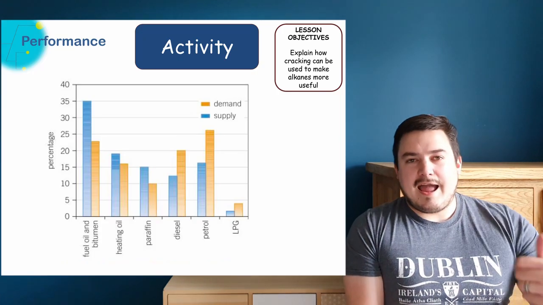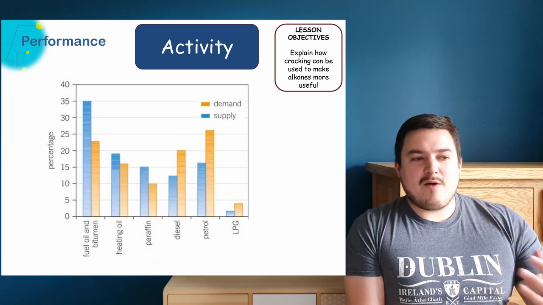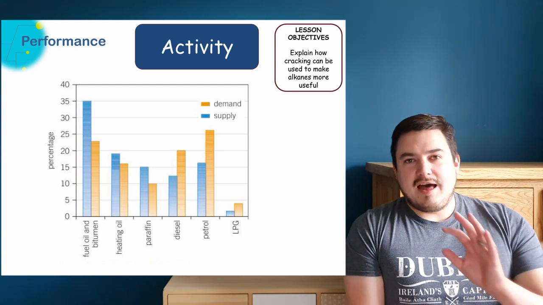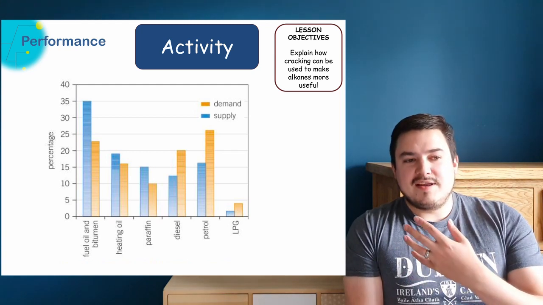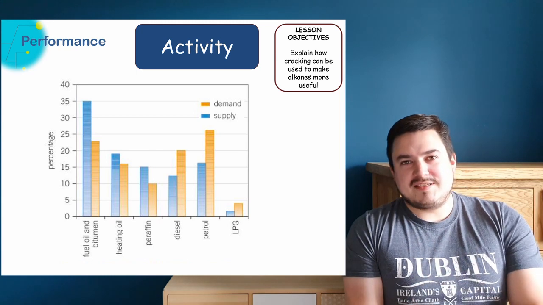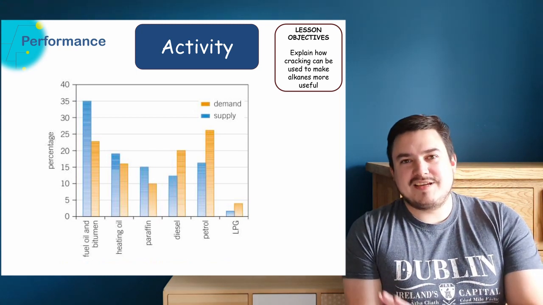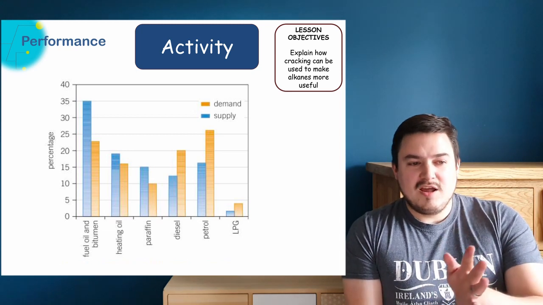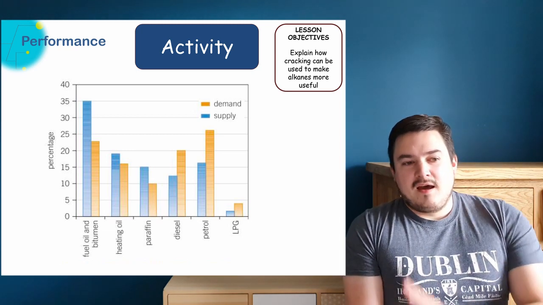In terms of the substances we extract from crude oil, some of these are more useful than others. And this graph shows us how much demand there is for each one and how much is being supplied of each of these. Now, if you look at LPG, you can see there is a higher demand than there is supply. So we're not getting as much of these as we require. We need more than we have. The same is true for petrol, for diesel as well.